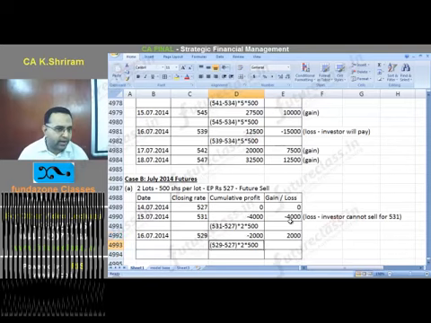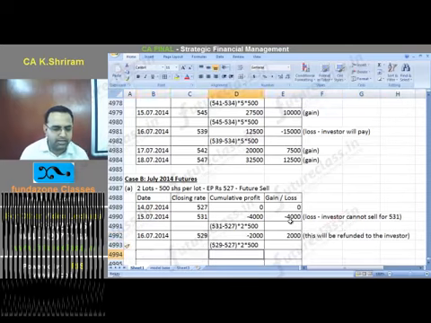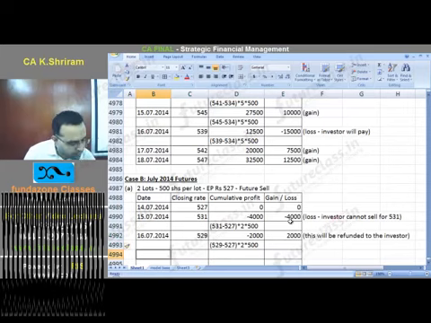So my agreed price is 527. Today's market price is 529, which means effectively I have lost 2 rupees. That's what I have to pay to the stock market. Already I have paid 4000, so 2000 will be refunded back to me. This will be refunded to the investor. It is a loss, but it is a reduction in the cumulative loss.